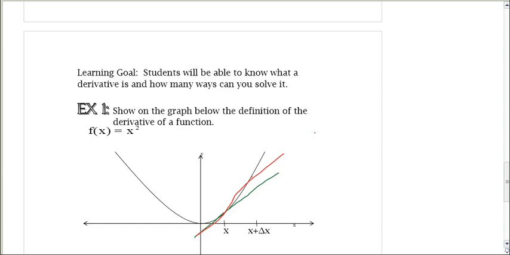So let me see if we hit our learning goal. Students will be able to know what the derivative is and how many ways we can write it. I do believe you'll be able to do that. I would say give the video one more go, and then please look out for the next video where I show you how to find the definition of a derivative. I'll see you in the next video. Thanks.